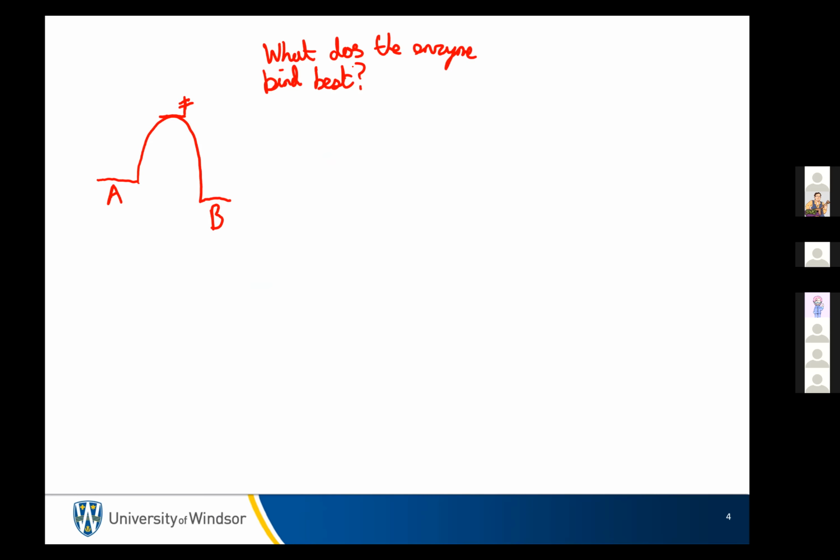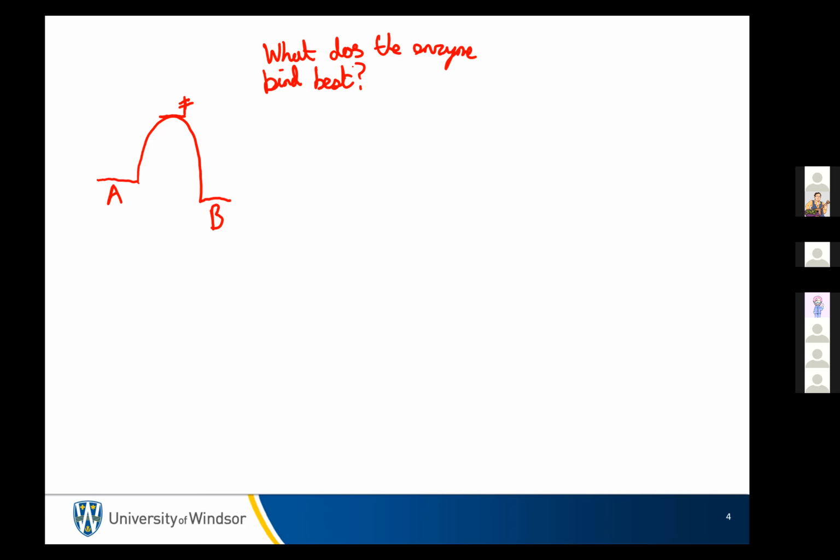So there's my question. What does the enzyme bind best? Does it bind the starting material, the product, or the intermediate best? Not intermediate, transition state. Again, this is a truism of every single enzyme.